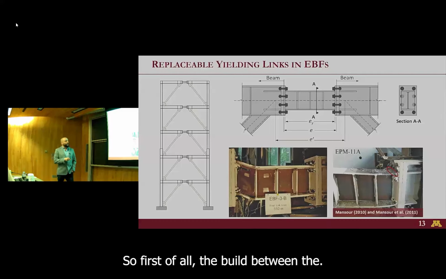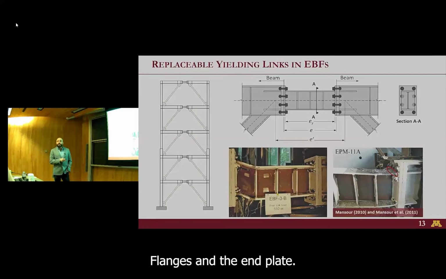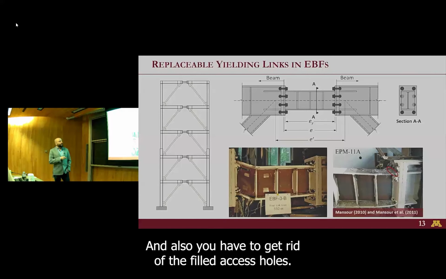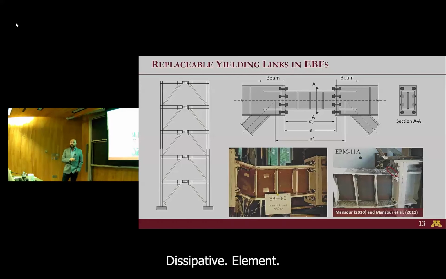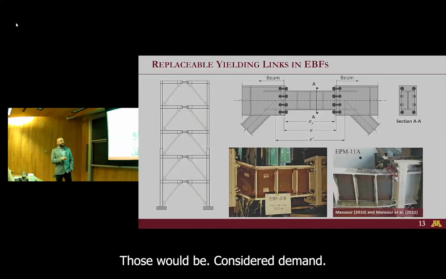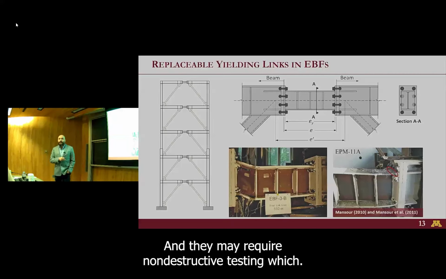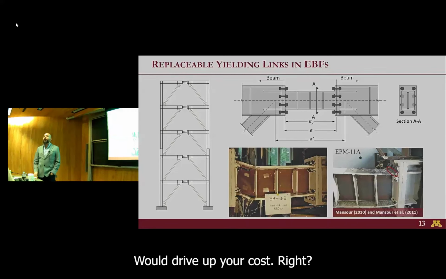So that was useful. However, there are a number of challenges here. First of all, the weld between the flanges and the end plate have to be complete joint penetration welds. So that's expensive. And also, you have to get rid of the weld access holes. Otherwise, you get a premature failure like this as opposed to that. And lastly, because this is an energy dissipative element, those would be considered demand critical welds. And they may require non-destructive testing, which would drive up your cost, right?